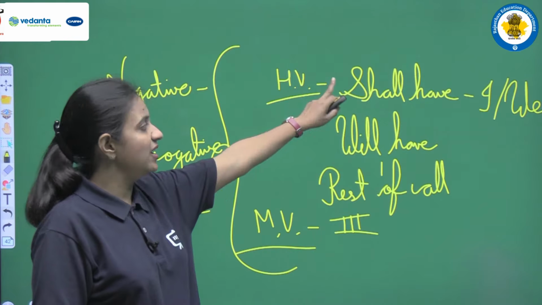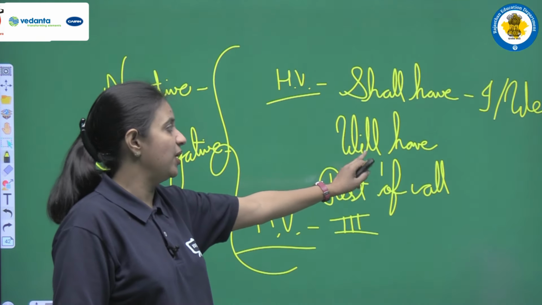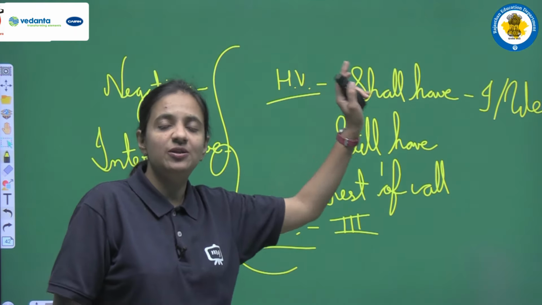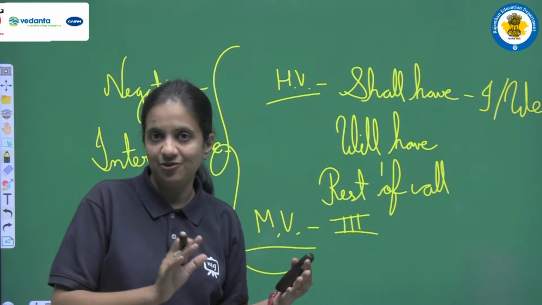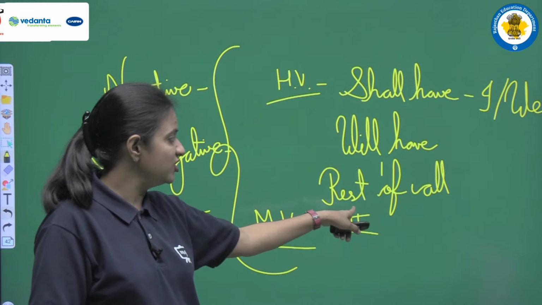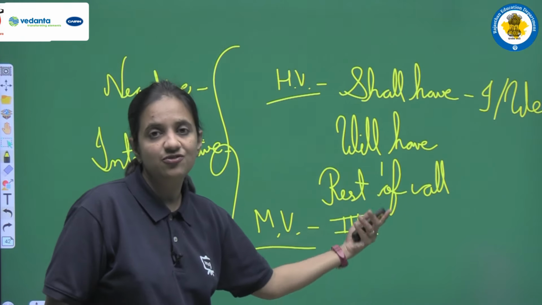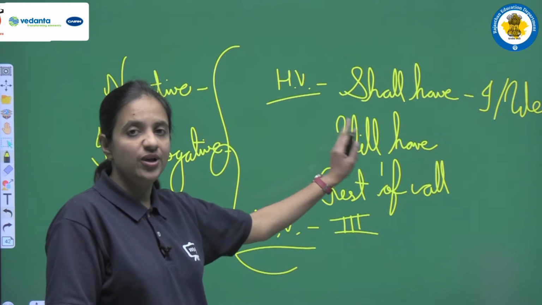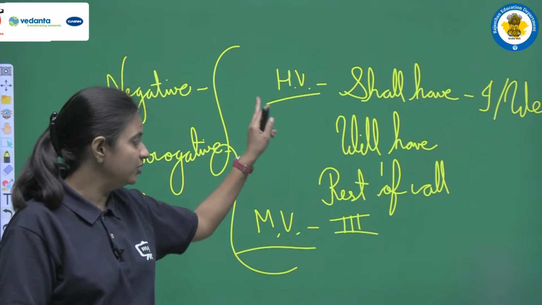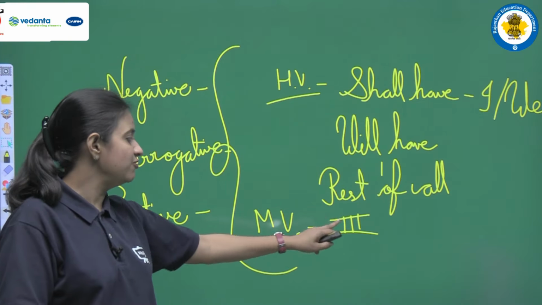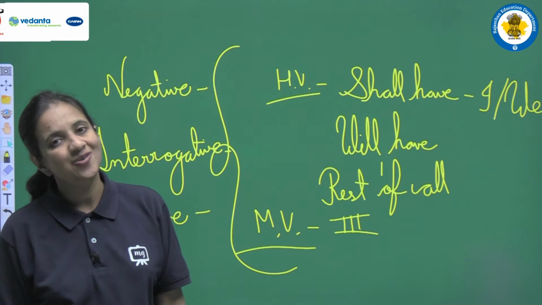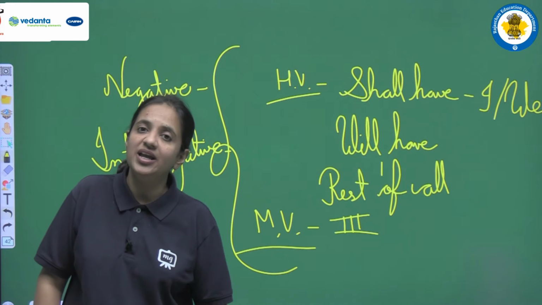As a helping verb we are having two helping verbs, shall have and will have. Shall have will be there only and only for I and we, and for all other subjects, we can say for rest of all, we have to use will have. And the helping verb goes before the main verb. If we are talking about the main verb, then we have to use the third form of the main verb.